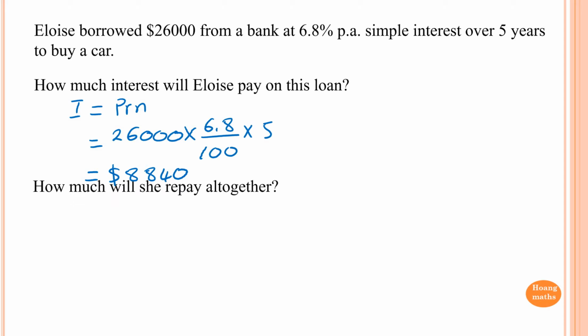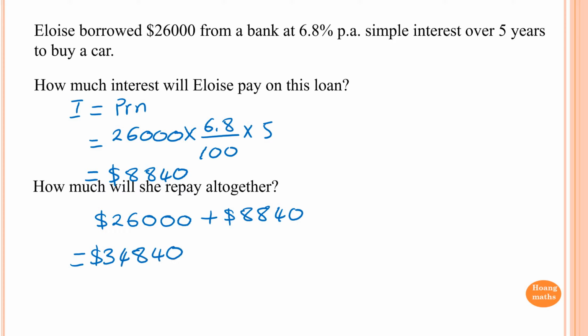Okay, so the next part is how much will she repay altogether? So what that means is, because she borrowed $26,000, obviously she has to pay back that much amount, all right, plus the interest on top, which is $8,840. So to add those up, the total amount she has to pay is $34,840. Okay, that's how much she has to pay altogether.